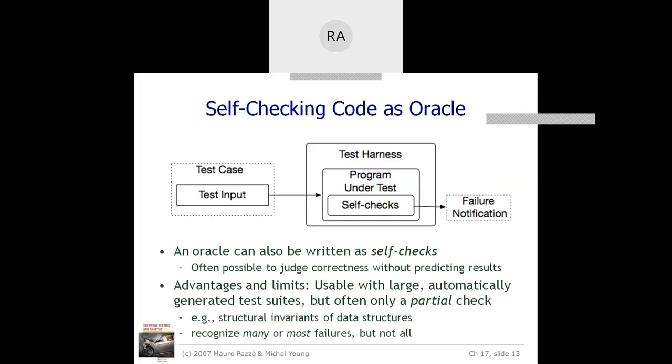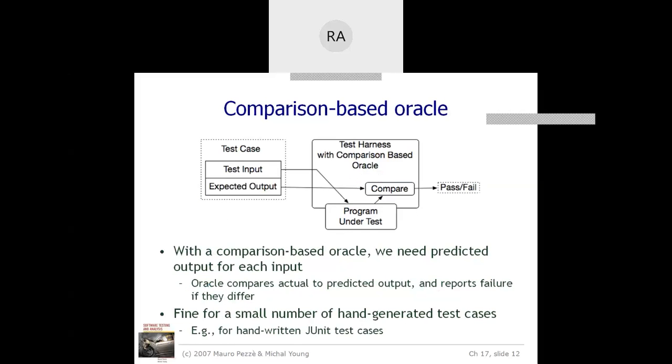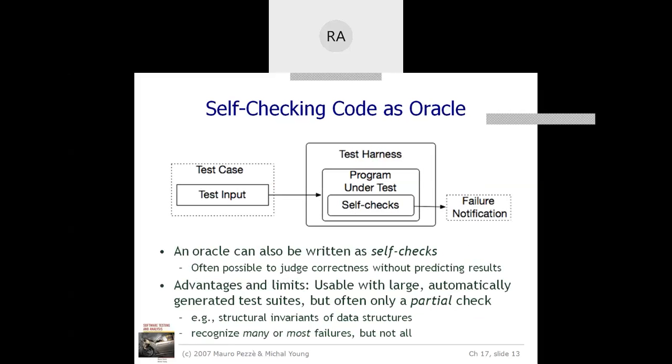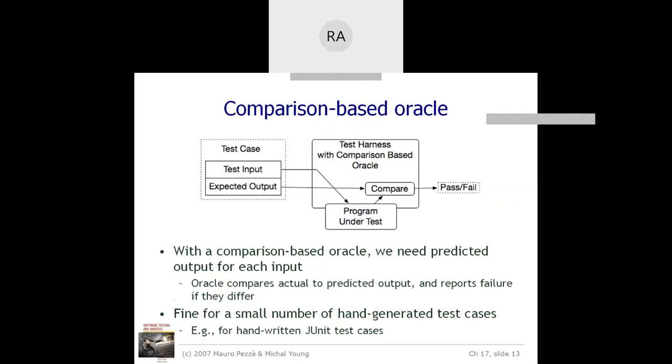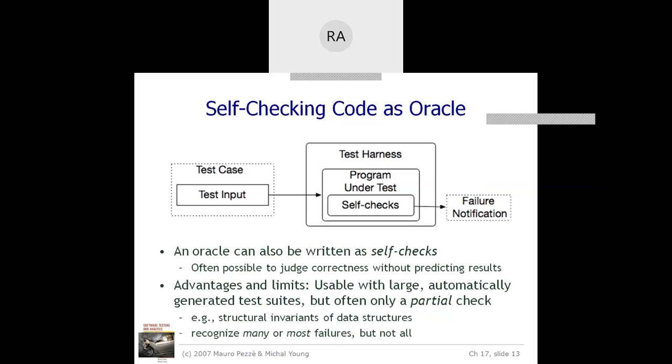After that, I have something called self checking code, which acts as an Oracle within the program itself. There is a difference between the previous diagram and the current slide diagram. I have a test case, I have a test harness also, but instead of having a comparison based Oracle, I have self checking code, which is part of the program under test. There is a difference, don't get confused over here. Within the program only, I'm going to have self checks.